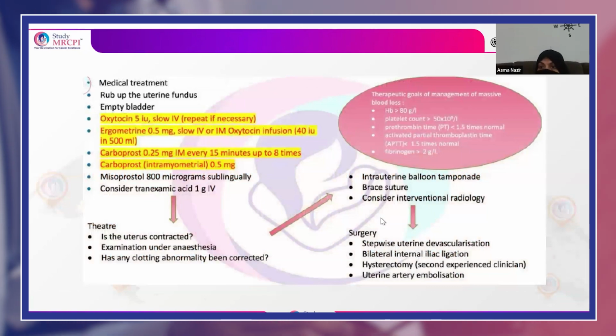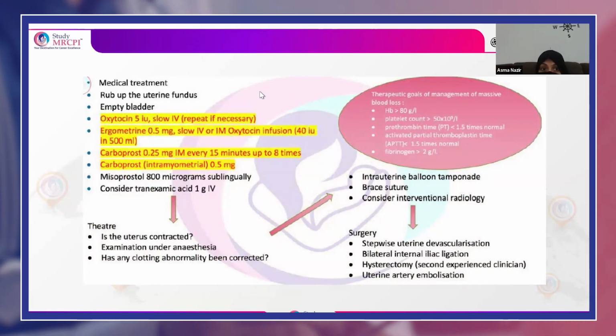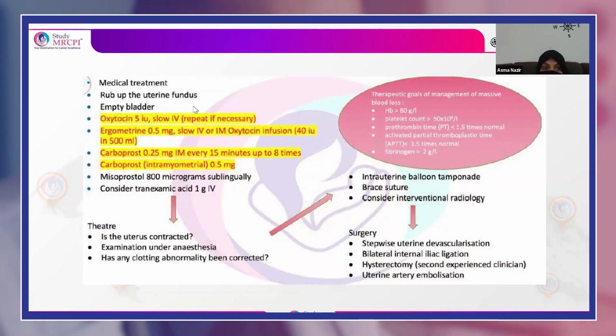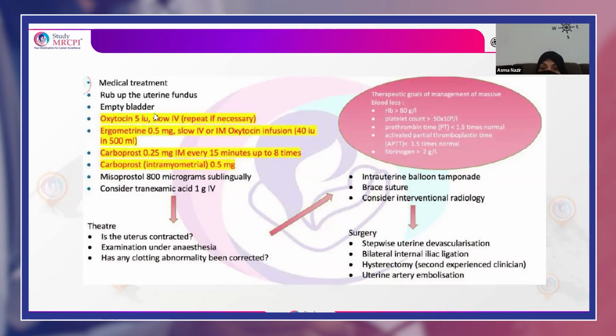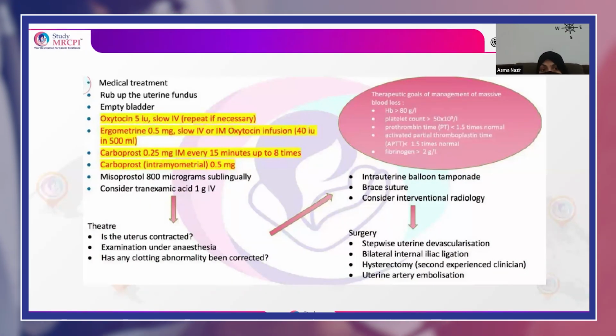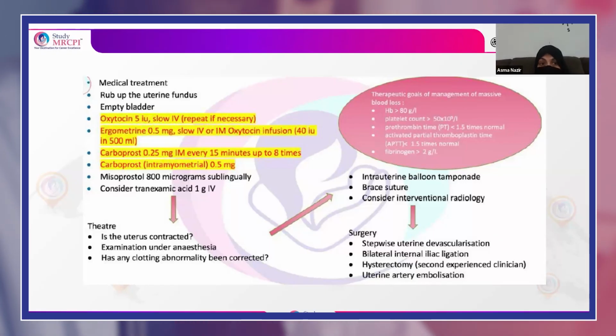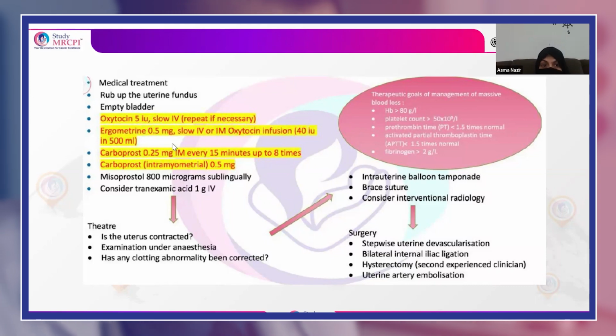These are a few important points regarding the management of patients with postpartum hemorrhage. Everybody should know about this. This is the medical treatment, what we have to do. Medically, we have to treat the patient. Whenever we have this postpartum hemorrhage emergency, we have to immediately rub up the uterine fundus, or put the hand over the fundus to check whether the uterus is contracted or not. If the bladder is not emptied, we have to empty the bladder, give the patient 5 international units of syntocinon slow IV, and repeat if necessary.